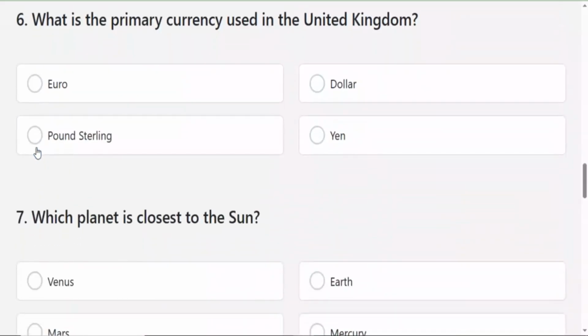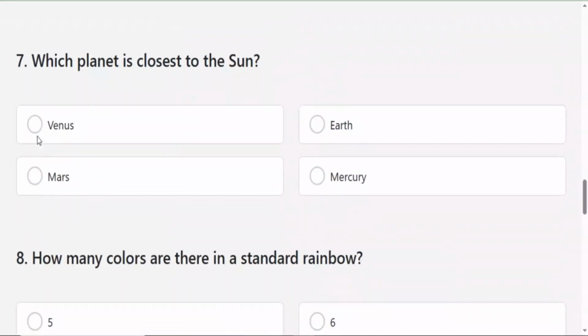What is the primary currency used in the United Kingdom? A. Euro. B. Dollar. C. Pound sterling. D. Yen. Correct answer, C. Pound sterling.